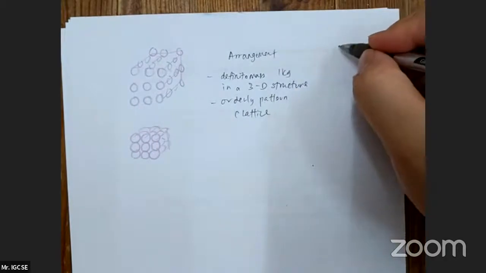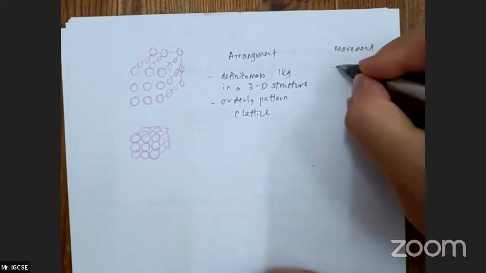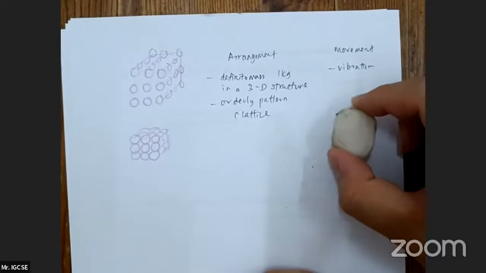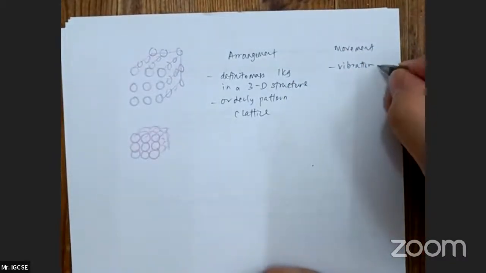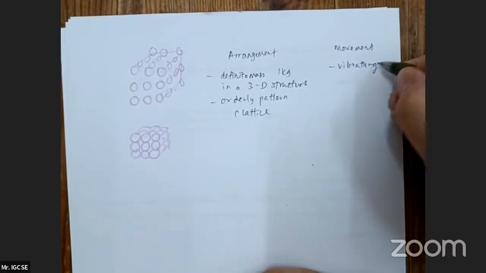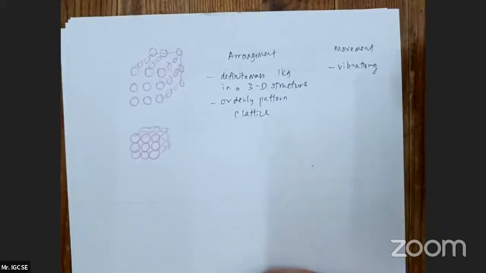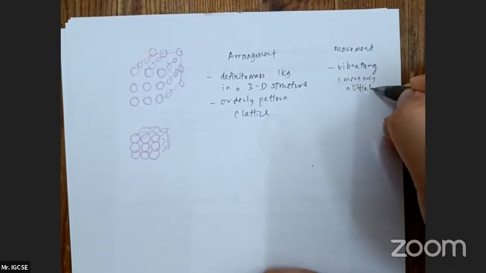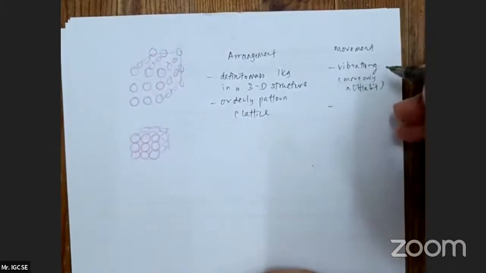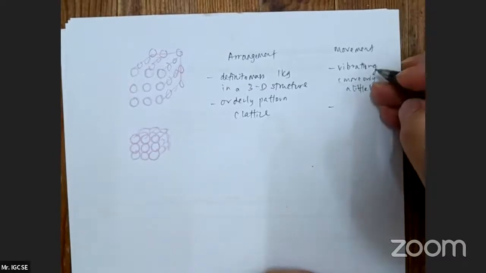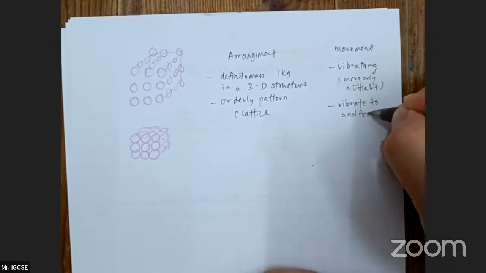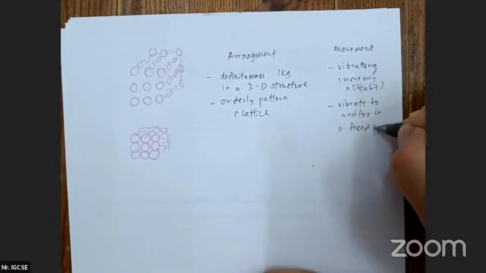Then we go to the movement part. The movement of the solid is just vibration. That means they can just vibrate, they cannot move around. Vibrating is considered moving only a little bit. In other words, you can use a phrase like this: move, vibrate, to and fro in a fixed position.